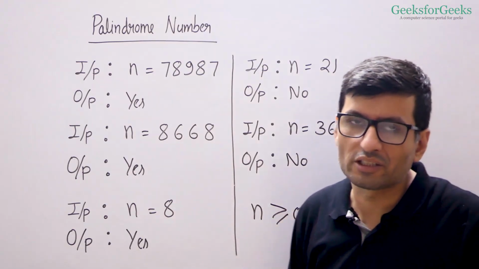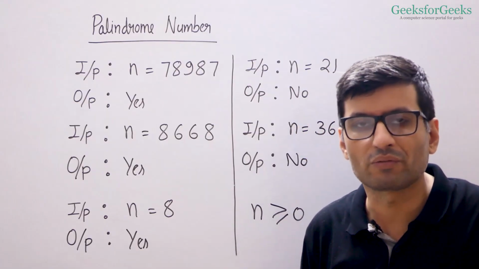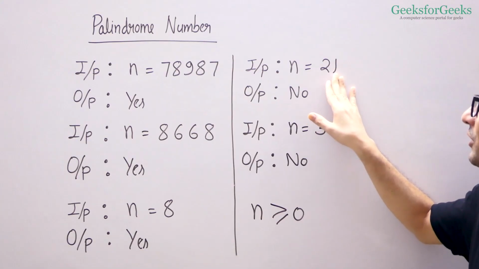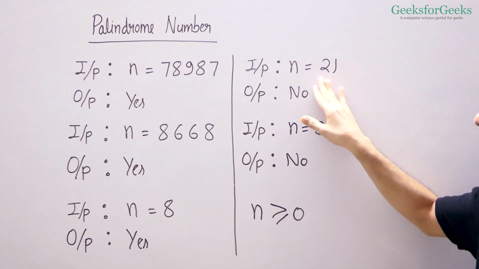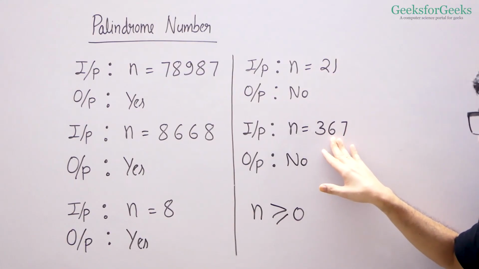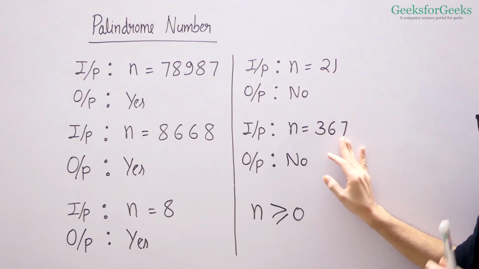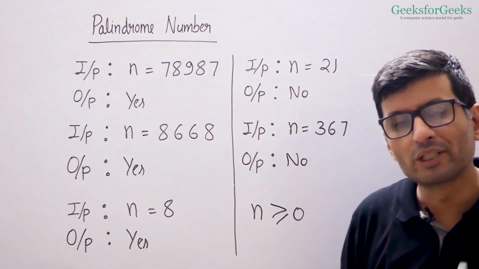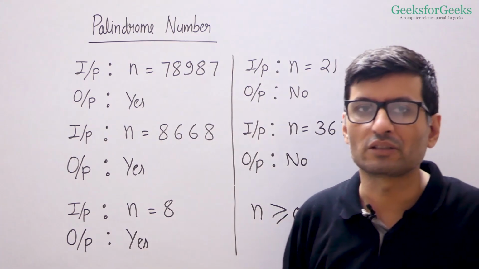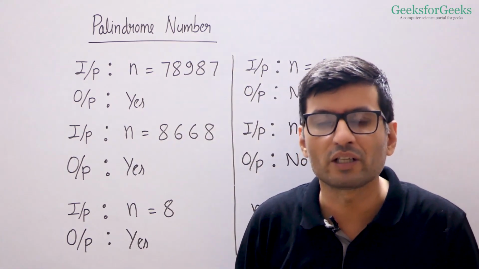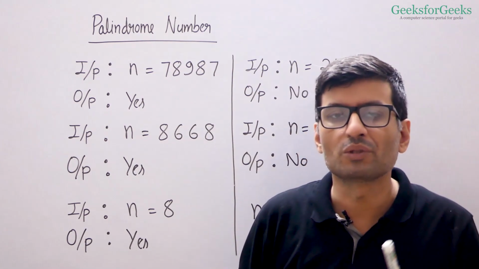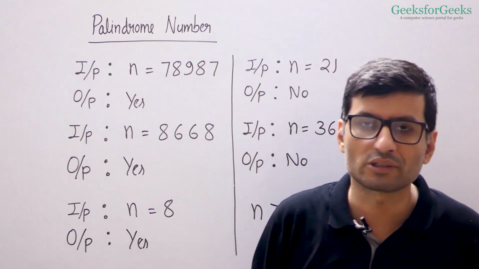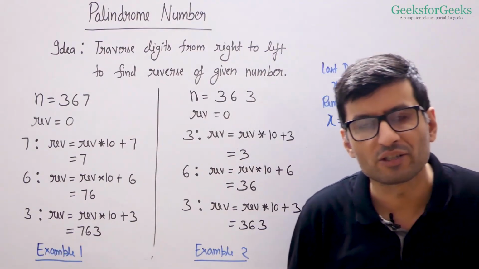8, a single digit number is always a palindrome, because if you read it from left to right or right to left, you will get a single digit only. Now this number is not a palindrome because from right to left I'll get 12, right? From left to right I'm getting 21. This number is also not a palindrome because if I read from right to left, I'll get 763, which is not same as 367. Now please pause this video and try to write down a function that takes a number as an argument and returns a boolean value, which is true if your given input number is a palindrome number, otherwise false. Let us now talk about the idea to solve the problem.